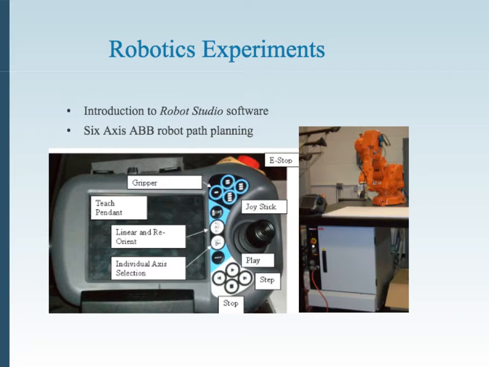We are going to basically control and program each actuator and see how the end effector of the robot moves. Also, we are going to learn how to work with the ABB robot, how to program the robot so that the end effector basically moves along a certain path.